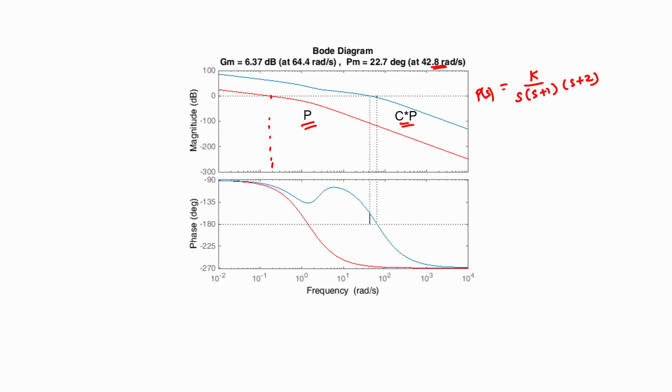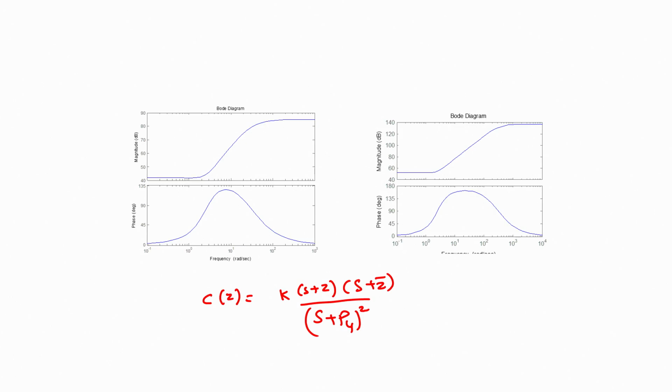The second point has to do with the controller structure that we obtained in the course of the designs that we undertook over the last 3 clips. If we look at the controller structure, in all cases the controller had a structure of the kind shown here. It was of the form k times (s plus z) times (s plus z bar) divided by (s plus p4) the square.